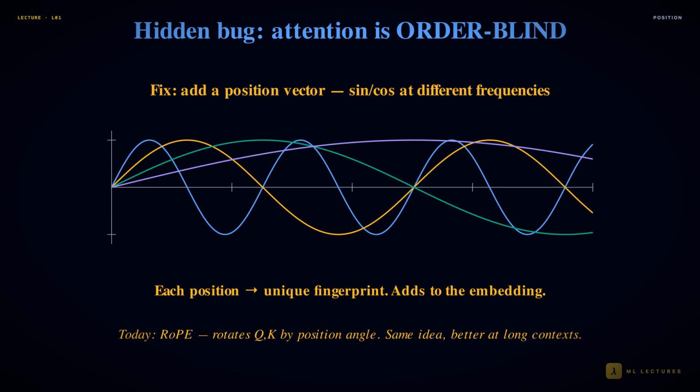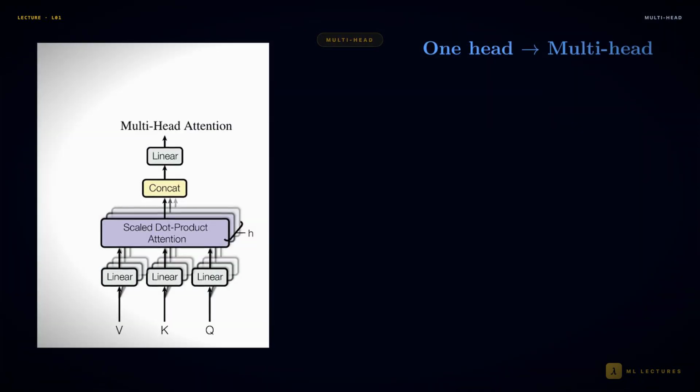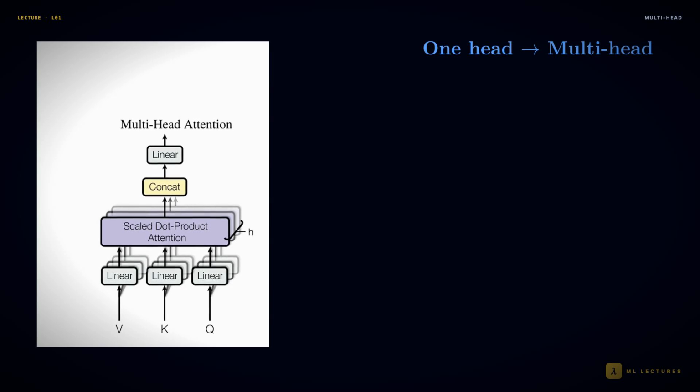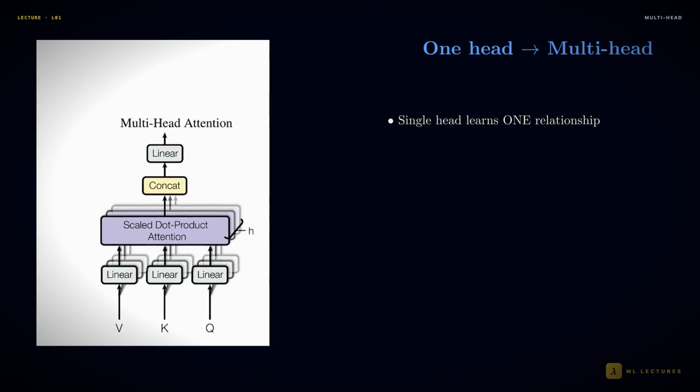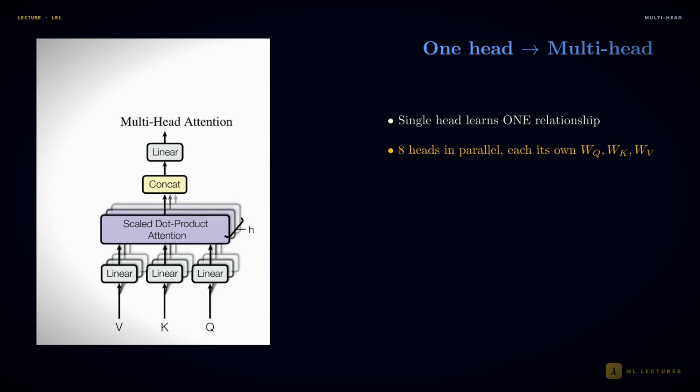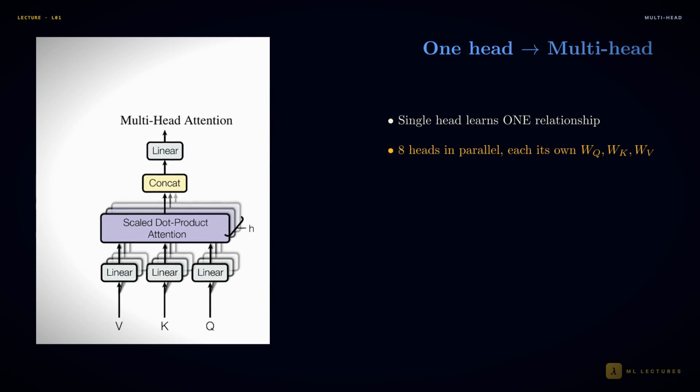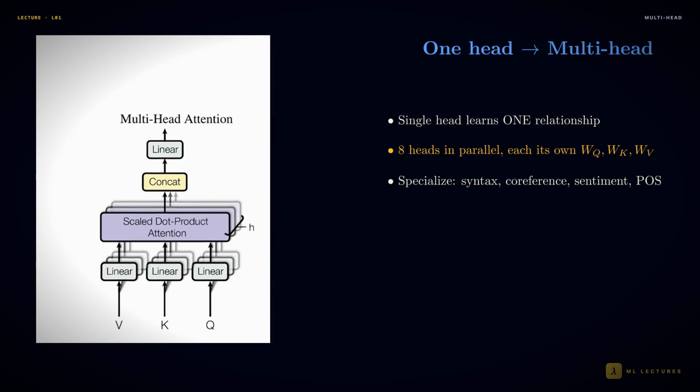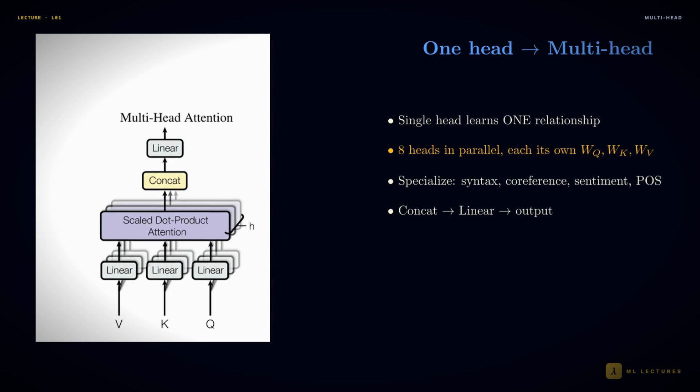One more wrinkle: a single attention head learns one kind of relationship. Maybe it learns subject to verb, maybe semantic similarity, but only one. That is limiting. Solution: run 8 attention heads in parallel. Each has its own learned WQ, WK, WV matrices. Each head sees the same input, but learns to track a different thing. Researchers have peeked inside trained transformers and found heads specialized for syntax, for coreference, for sentiment, for parts of speech. Concatenate all 8 outputs. Project back to the embedding dimension. That is multi-head attention.